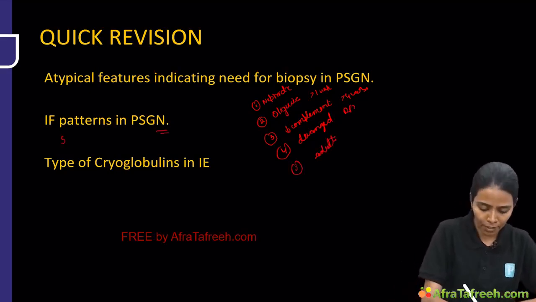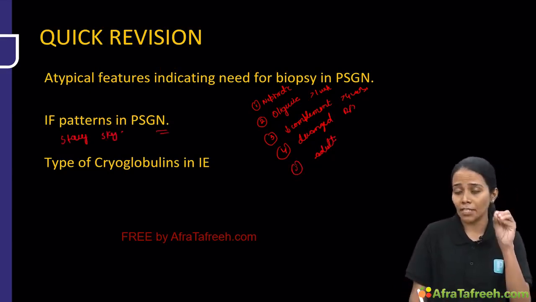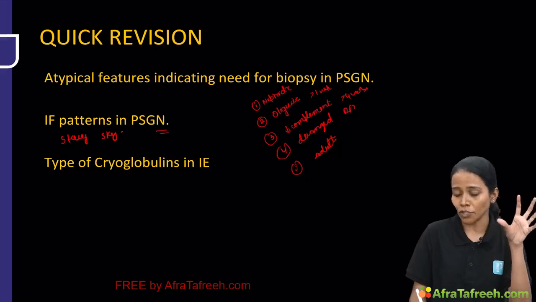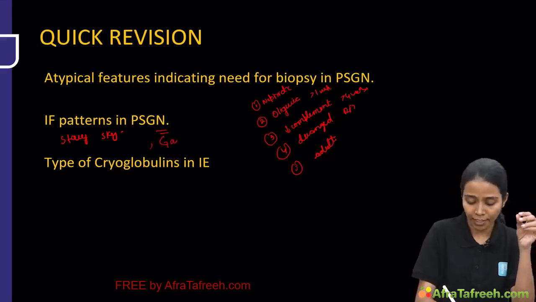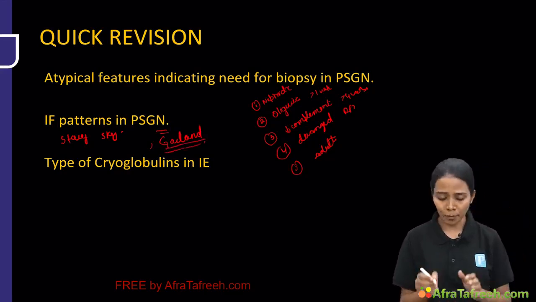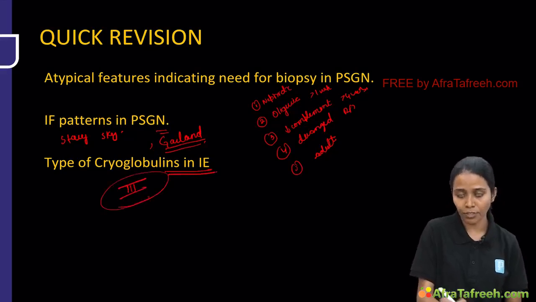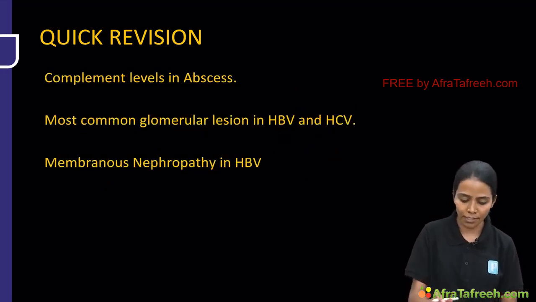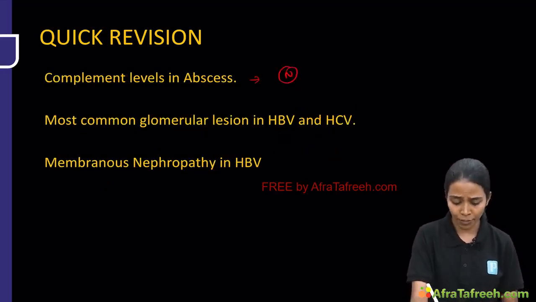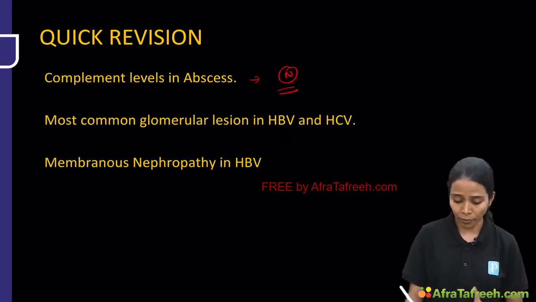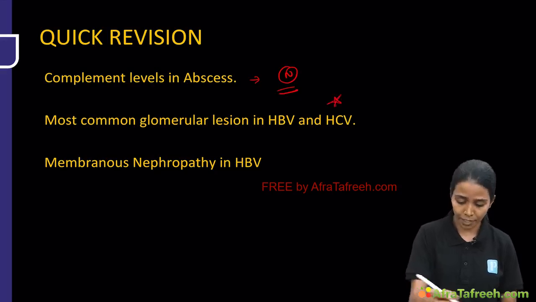Okay. Now, IF patterns in PSGN. There can be two patterns. One is starry sky. This I discussed is mesangial and capillary wall deposition of antibodies. The other one is garland, which is nothing but subepithelial deposits of antibodies. Types of cryoglobulins in infective endocarditis: it is mostly type 3 that you're going to see. Complement levels in abscess are going to be normal. Most common glomerular lesion in HBV and HCV, very important.